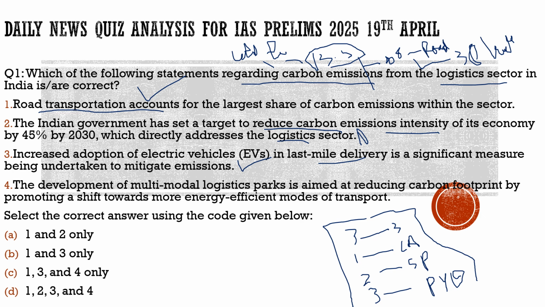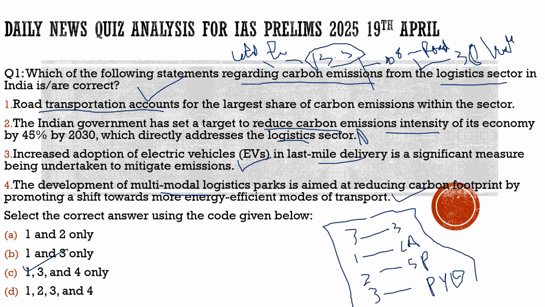Now the fourth statement: the development of multimodal logistics parks is aimed at reducing carbon footprints by promoting a shift towards more energy efficient modes of transport. Nothing wrong with the statement, so it is also correct. With respect to this question, the correct statements are statement 1, statement 3 and statement 4, and from the code given below, the correct code would be option C. I hope you have understood the question here.